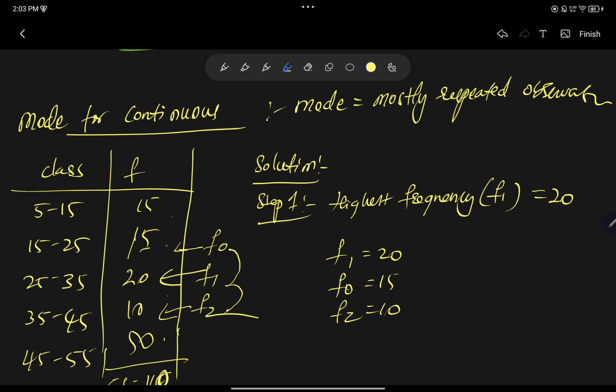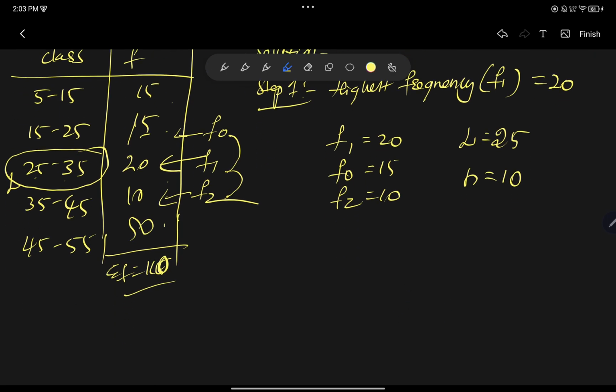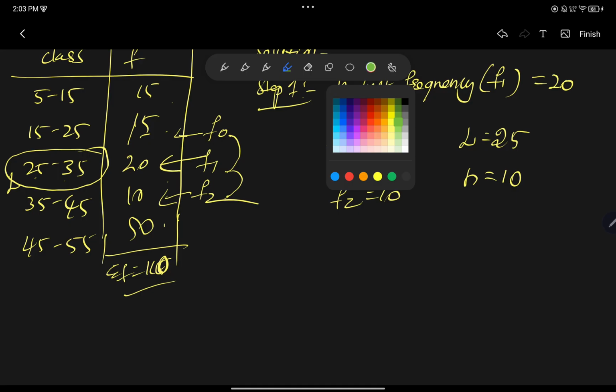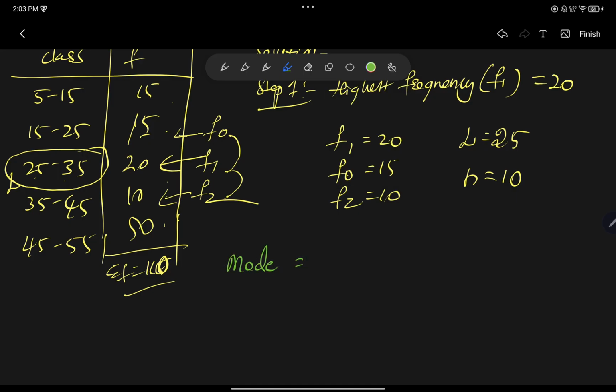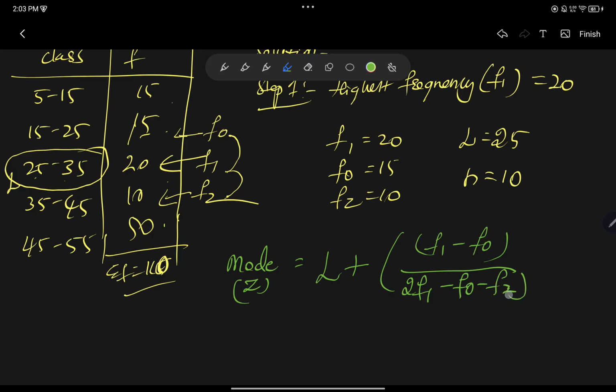For this F1, what is the lower limit? L is 25. H is the difference between 25 and 35, which is 10, right? So we have got all the values we require to calculate mode as per the formula. Mode is denoted with Z. Mode is equal to L plus F1 minus F0 divided by 2F1 minus F0 minus F2 into H. This is the formula.